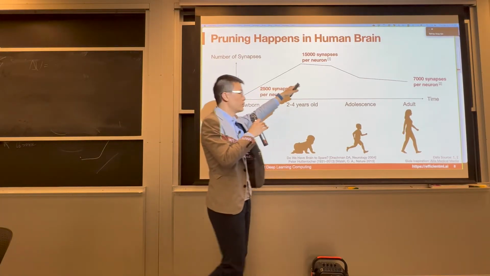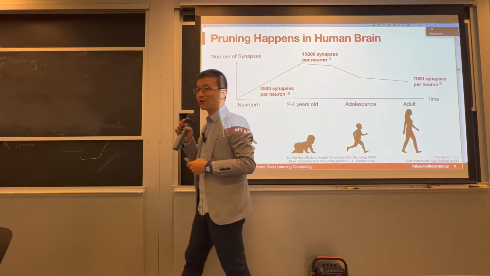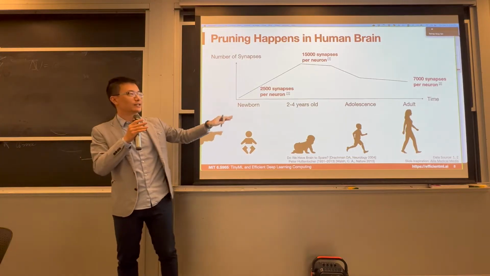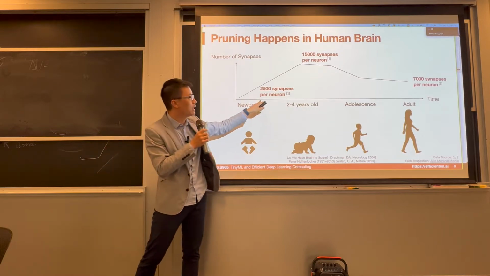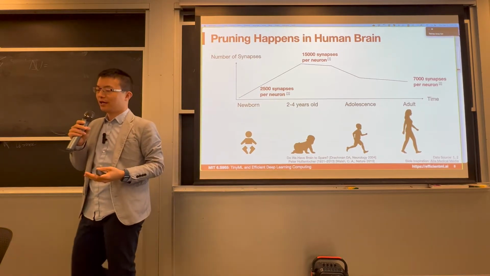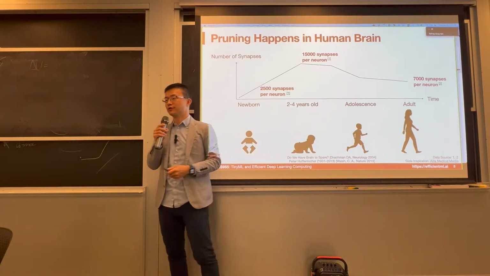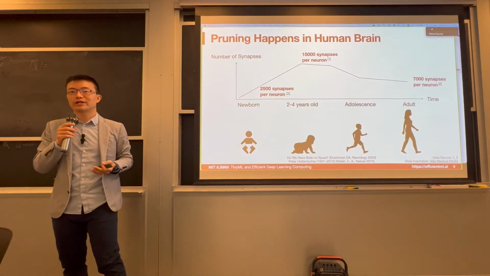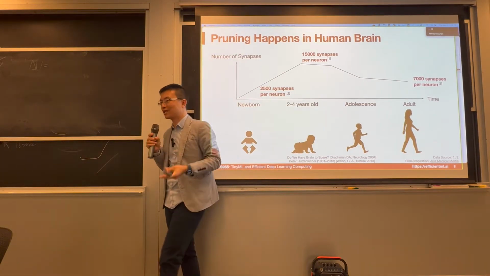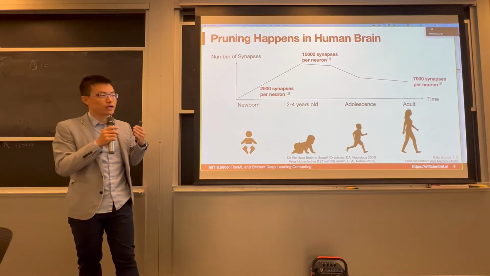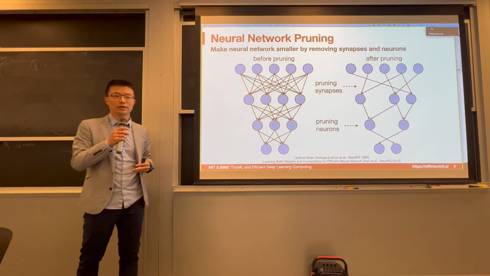However, when he or she gets to adolescence, this number didn't keep increasing, but started to decrease, until adulthood, like us, with roughly 7,000 synapses per neuron. It's still more than a newborn child, but it's definitely smaller, about half of when the child is 2 to 4 years old. So this pruning naturally happens in the human brain. When we are developing our brain, those important connections get kept, and those unimportant synapses get pruned away.